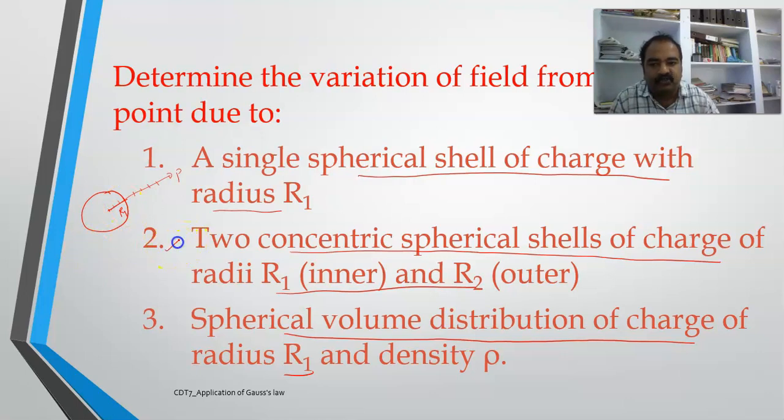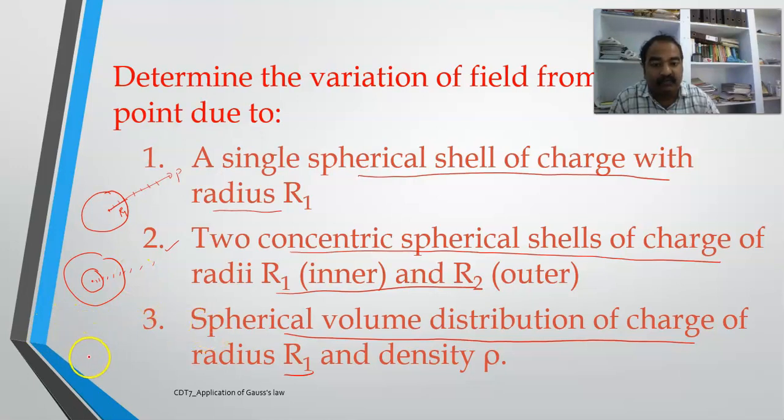And the second case is two concentric spherical shells. So how will the field be if I vary the point from here to here to here, to different locations of P?